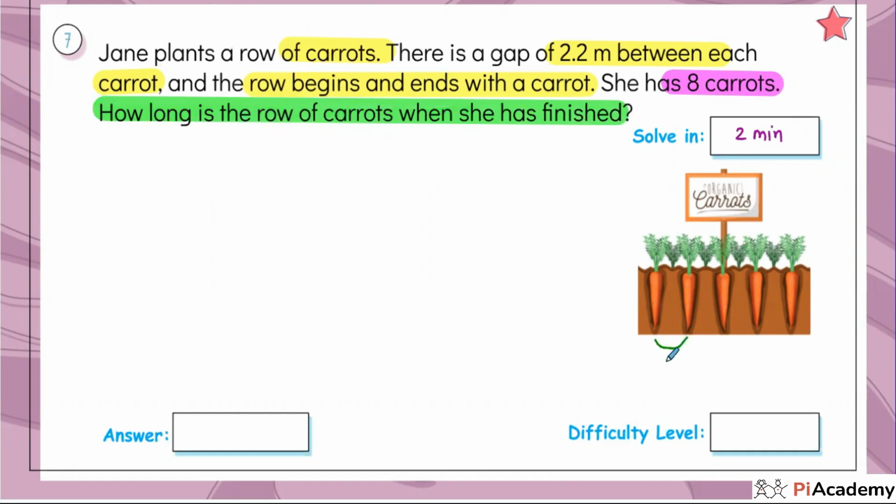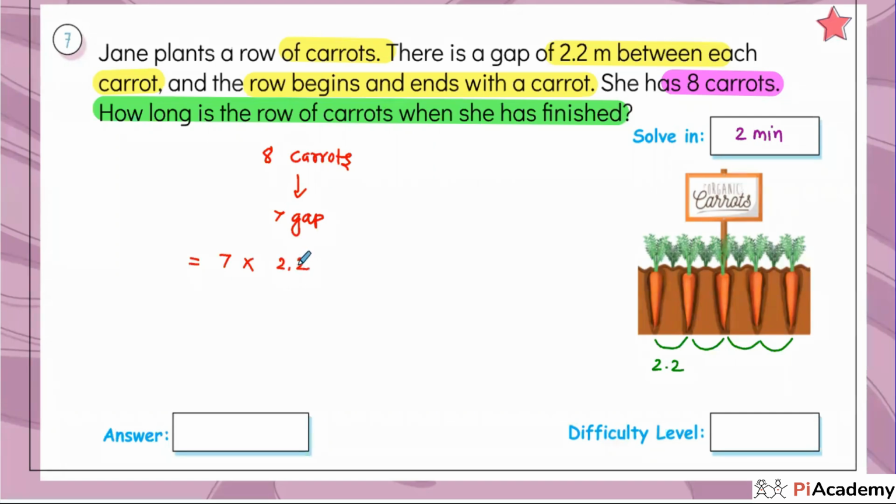So this gap is 2.2 meters. As you can see here, if I'm counting the number of carrots, 1, 2, 3, 4, and 5, you can see 5 carrots. But if you count the number of gaps, you will always see that the gaps are one fewer than the number of carrots. So I have 4 gaps, whereas 5 carrots. So using the same logic, if you have 8 carrots, it means you have 7 gaps, right? So once you know the measurement of one gap, you can multiply 7 times 2.2.